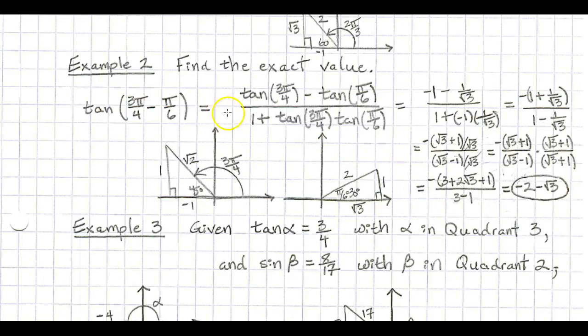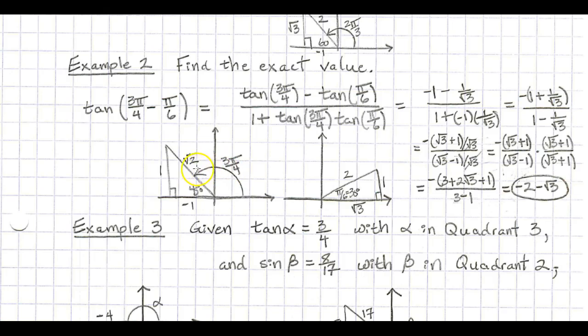All right, let's find the exact value of this guy. Tangent of, okay, I have an alpha minus beta. So remember, that's tangent of alpha minus tangent of beta over 1, this sign changes, 1 plus tangent alpha tangent beta. So you have to plug all that stuff in and simplify it, but the bottom line is you just need to know what the tangent of 3 pi over 4 is and the tangent of pi over 6 is.